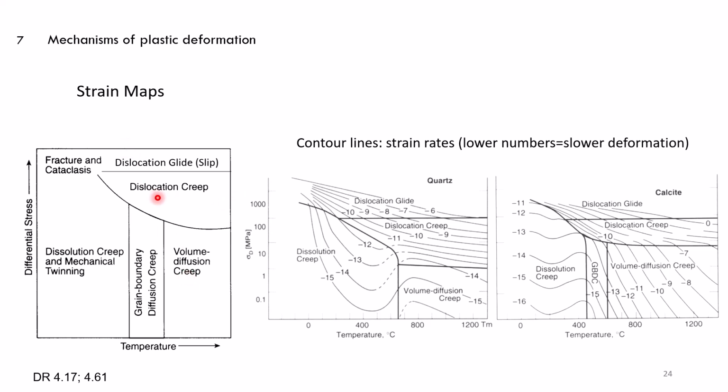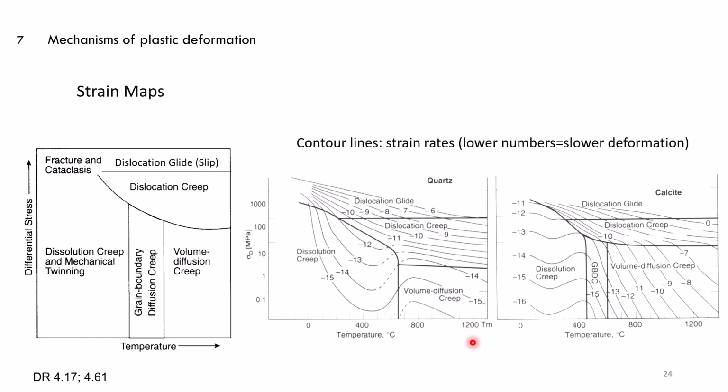Dislocation glide and dislocation creep are more typical for higher differential stress conditions. They start at moderate temperatures and become more and more effective with increasing temperature. Dislocation creep here shows a very typical decrease in differential stress with increasing temperature, simply because the diffusion of cations becomes more effective at increasing temperatures.